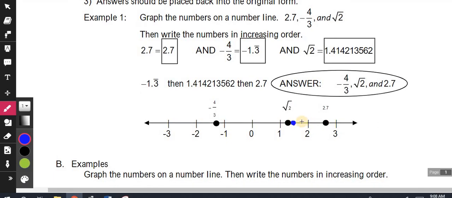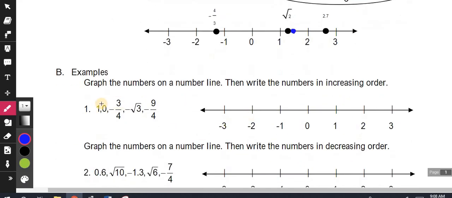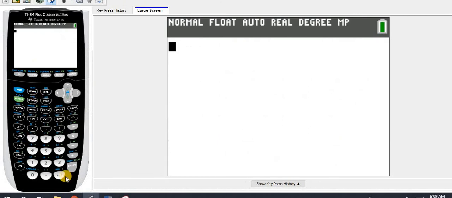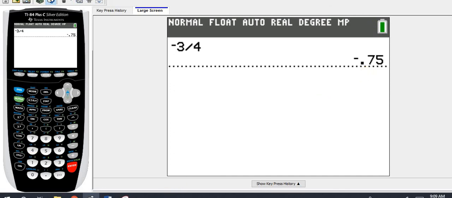So our first example that we're going to do together here, we've got 1, 2, 3, 4, 5 different numbers that we are going to graph on the number line. So we're going to look to put them in order from smallest to largest, which would be our increasing order. So that's small to large. So I'm going to take my values and write them as decimals. So obviously 1 is just 1, 0 is 0. Then we've got our negative 3/4. So we'll type in our calculator, negative 3 divided by 4 will give us negative 0.75.